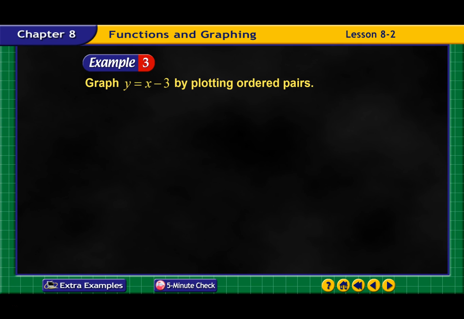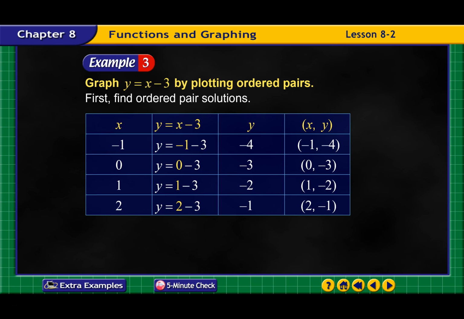All right, graph this by plotting the ordered pairs. So first we need to find ordered pairs. Same basic concept here. So I find my x values. I pick 4 convenient ones. So we went from -1 to 2. I can write those in here. Substitute in each time and simplify. -1 times -1 is 1, minus 3 is -3... 0 minus 3 is -3. 1 minus -3 is 2. Put those together, so I come up with my ordered pairs, just like that.